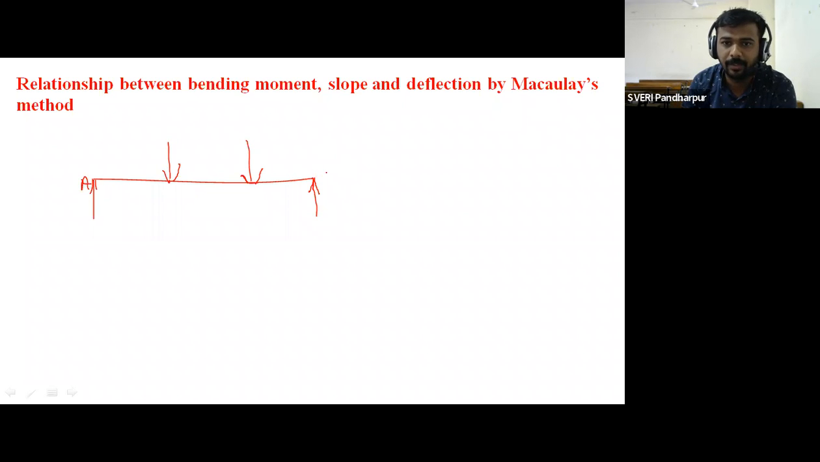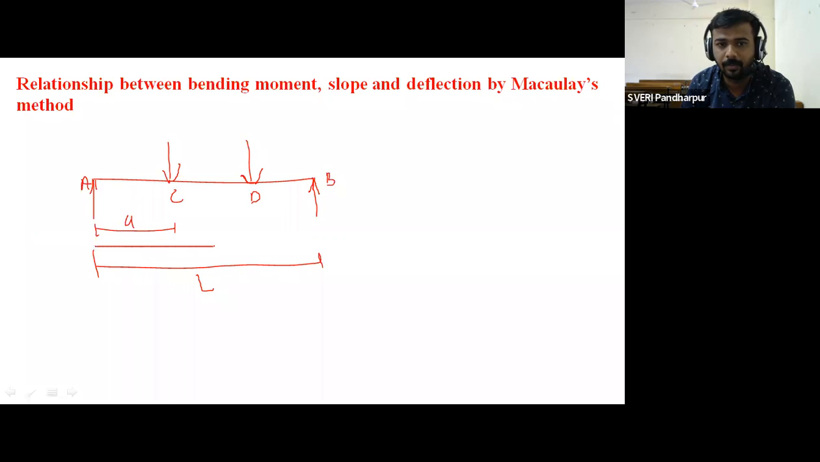So this is point A, this is point B, this is C, this is D. Length of beam, this is distance A, this is distance B, W1, W2.